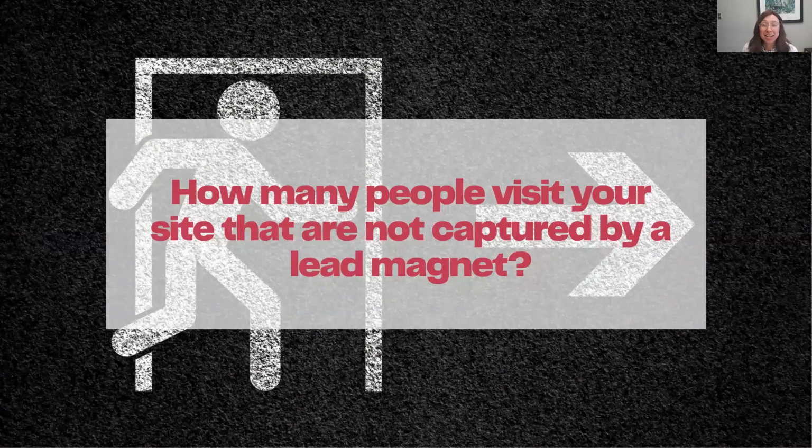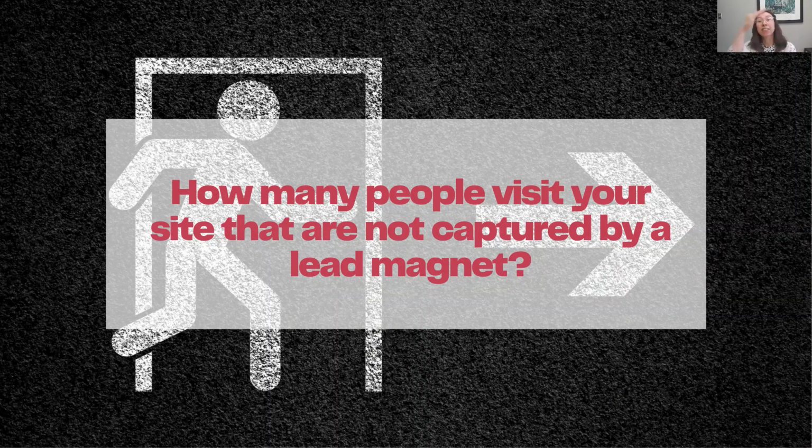Anyway, next question. How many people visit your site that are not captured by a lead magnet? How much traffic is your site getting? Maybe you have these numbers in Google Analytics, maybe with Lucky Orange or another tracking software, and you can see where people are dropping off and not being captured. This all has to do with the user journey. That's where all these questions are coming from, right?